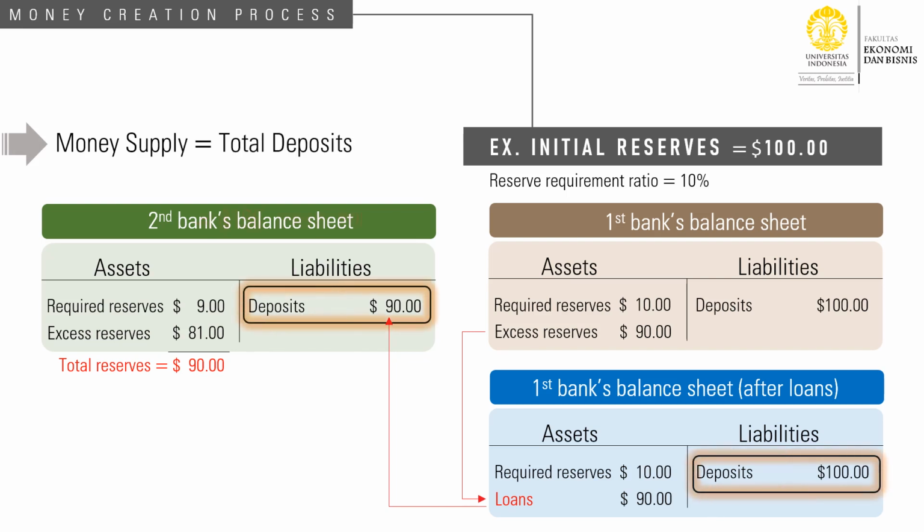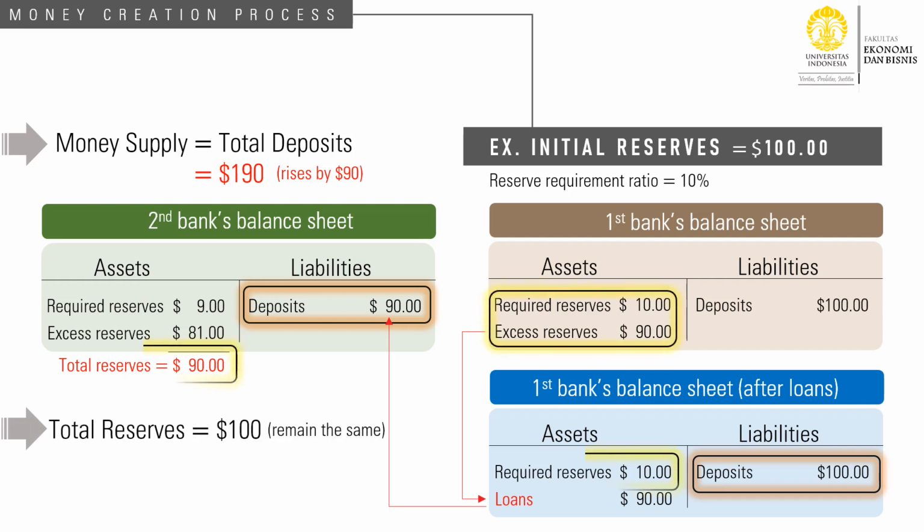Look, total deposits now are $100 plus $90. Just one loan is made, but money supply already increases. It shows how crucial commercial banks' involvement is in the money creation process. Worth noting as well, their total reserve in the monetary system remains the same with or without the loan. We can imagine that the more involvement of commercial banks in creating loans, the more likely that money supply grows more and more.